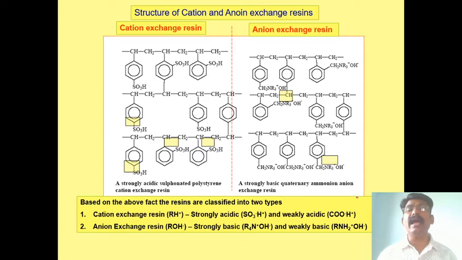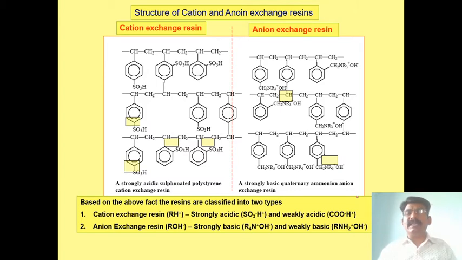Generally we can write the cation exchange resin as RH plus. R is the resin structure and H plus indicates the acid group. And in the case of the anion exchange resin, we can write ROH, where R indicates the whole structure and OH indicates the anion exchange. This is the structure. The first question is the resin.